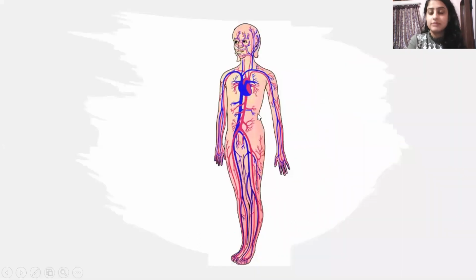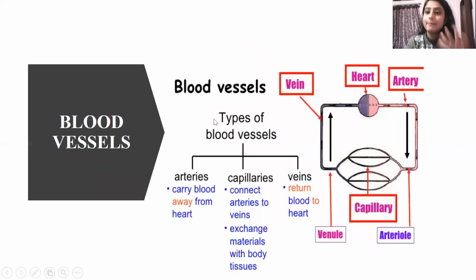The third component of our circulatory system is blood vessels. As you saw in this diagram, you must have seen that the blood which is circulating in the body is circulating in certain pipelines and not directly into the cavity. These pipelines are known as blood vessels.